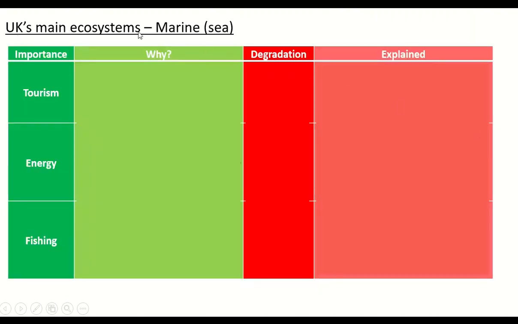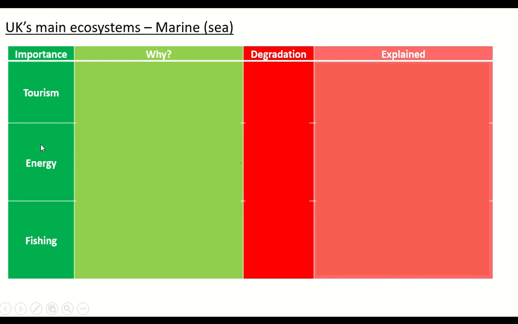So another main ecosystem, which we're going to look at separately really, and mainly because we unfortunately degrade it, is the marine ecosystems. We are an island, we are surrounded by sea, and because we're surrounded by sea we exploit that resource because it's very, very useful to us. Now there are three ways in which marine ecosystems are important to us in the UK. One is through tourism. Tourism generates loads and loads of money for us in the UK, and as fishing has declined, tourism's kind of taking over.